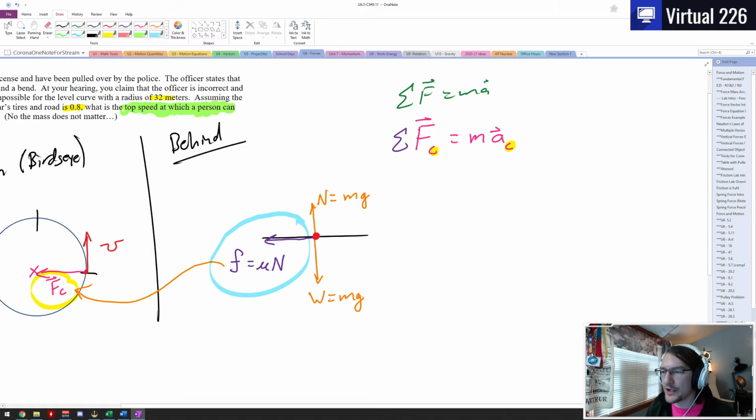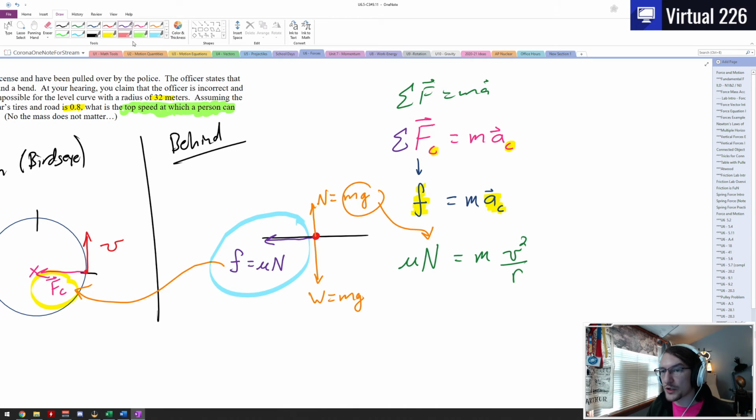So when we write out this equation, all we have is friction, because that is our centripetal force here, equals a mass multiplied by a centripetal acceleration. If we expand the friction equation and the centripetal acceleration equation, well, we know that friction is mu times N, and we know the centripetal acceleration is v squared over r. Expanding this further, we know that the normal force is equal to mg.